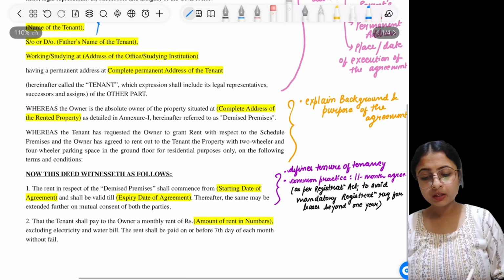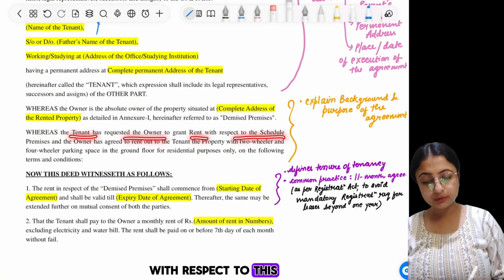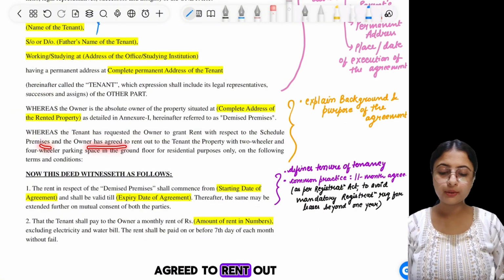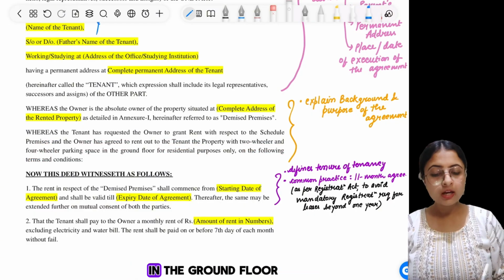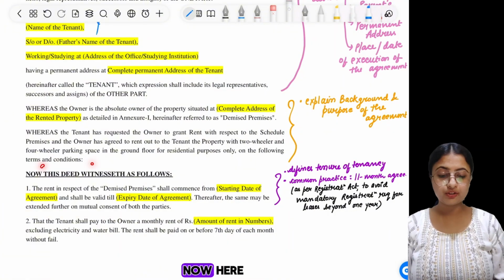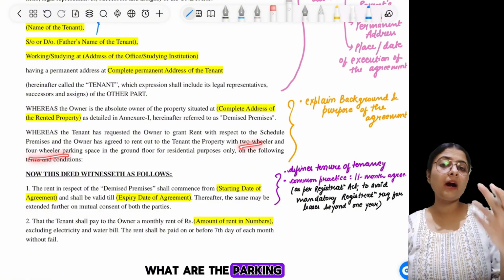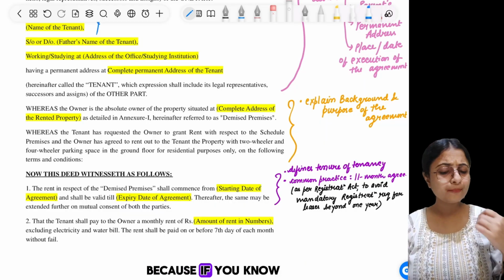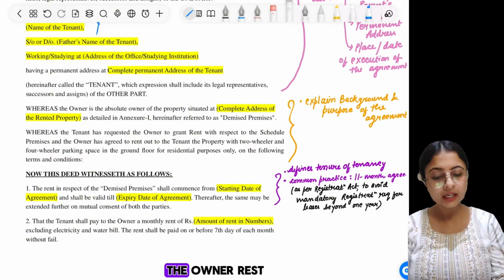Whereas the tenant has requested the owner to grant rent with respect to the scheduled premises, and the owner has agreed to rent out to the tenant the property with a 2-wheeler and a 4-wheeler parking space on the ground floor for residential purpose only, on the following terms and conditions. Now what is very important is that we need to classify what parking space we are providing, because in future this can avoid any disputes between the tenant and the owner.